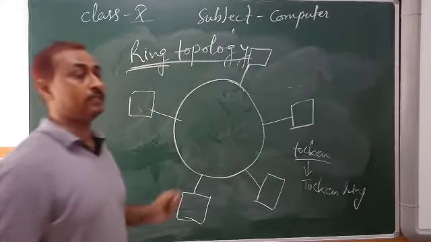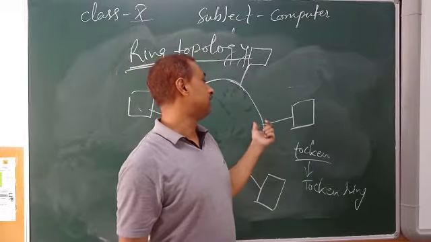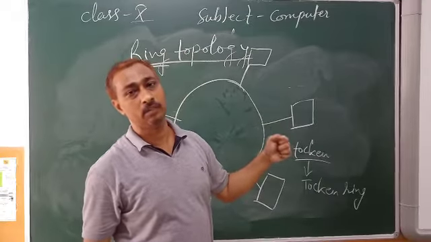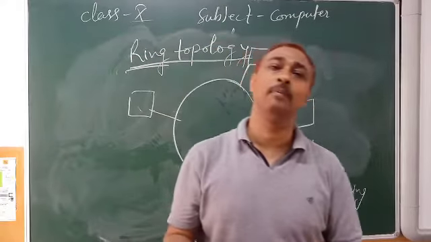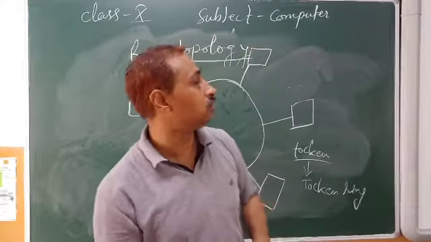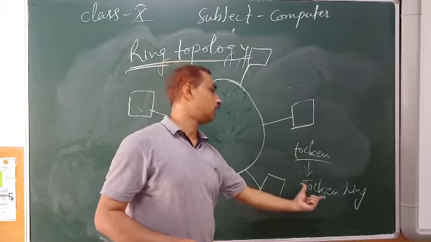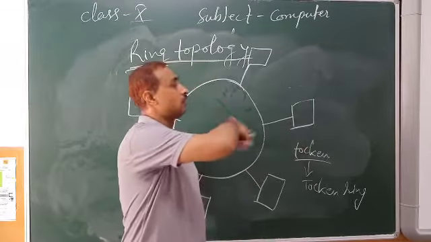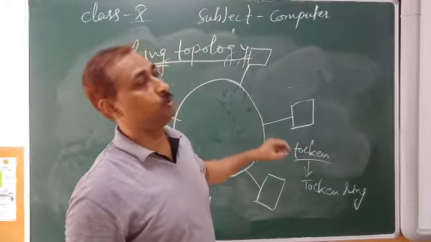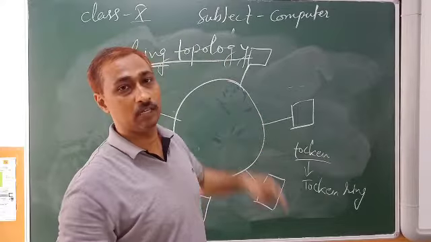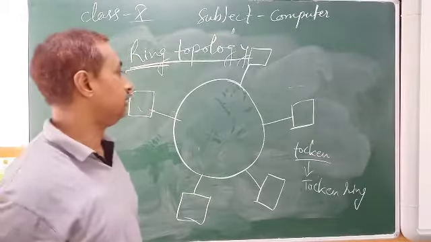Ring topology. That token is a special type of signal, a carrier signal, which is used to transmit data from one computer to another computer. वो एक carrier की तरह use होती है. On that carrier, whatever messages we want to send from one computer to another are loaded, and those tokens are continuously running through the network and are used to transmit the data from one computer to another. That is token ring topology.